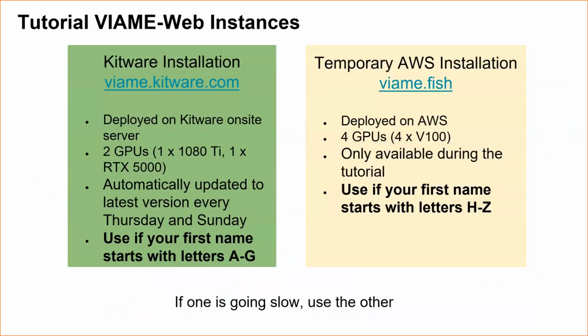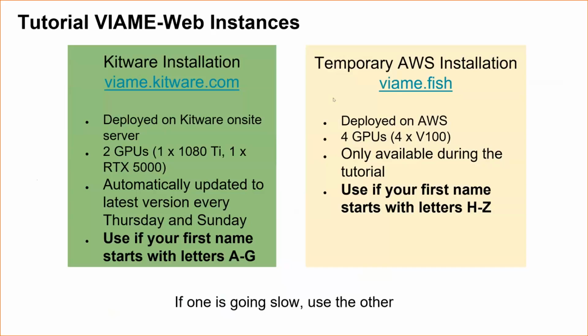So coming back to VIAME Web, after talking about our rich history in the climate, environmental, and geospatial domain, for this tutorial today we have two instances. One is hosted locally within Kitware, which is viame.kitware.com. The other one, which is temporary, is on AWS, which is VIAME.fish. You can use either one of these two. If your first name starts with a letter between A and G, you can use VIAME.kitware.com. If your first name starts with a letter between H and Z, then you can use VIAME.fish.